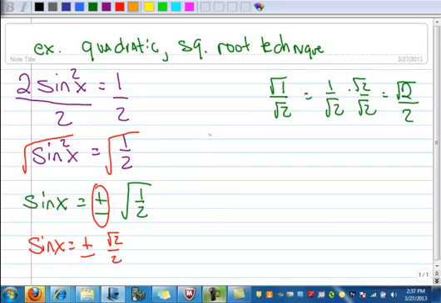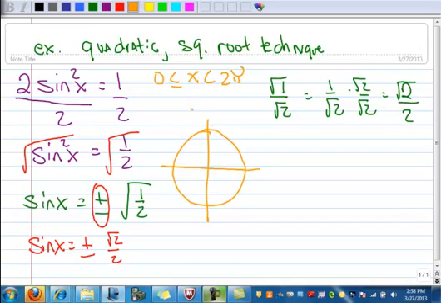So draw your circle, and then you say to yourself, where is the sine the square root of 2 over 2? And let's see, I didn't state what this one was, degrees or radians. Let's do this one in radians also. There we go. So everywhere that we have your pi over 4, and your 3 pi over 4, and your 5 pi over 4, and your 7 pi over 4. In some of these places the sine is positive, and in some of these places it's negative.